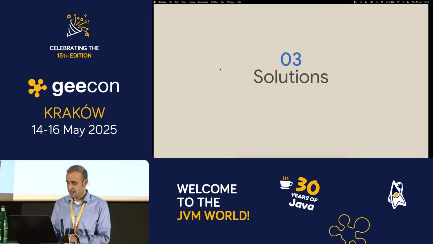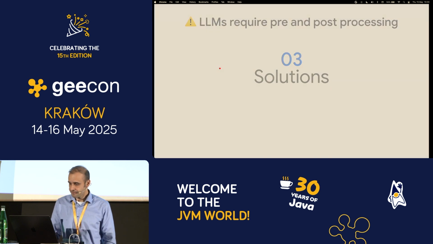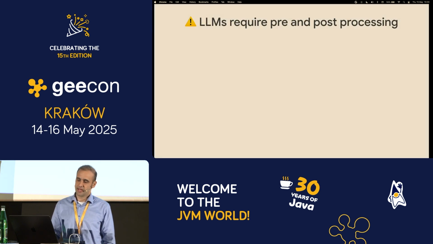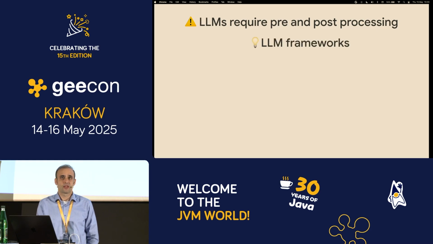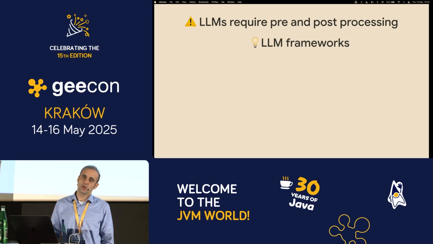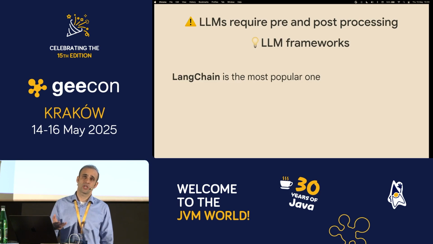Yeah, all right. So what are the solutions? So let's take a look at them. Like the first one I said, LLMs require pre- and post-processing. So for this, you probably need to use an LLM framework, right? You can, of course, do this pre- and post-processing yourself, but typically people use something like LangChain, which is a Python framework, but there's a version called LangChain for J.